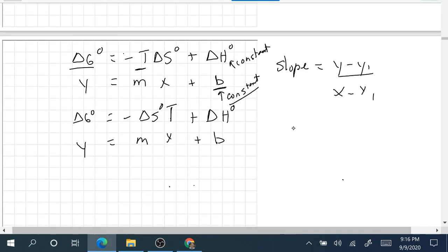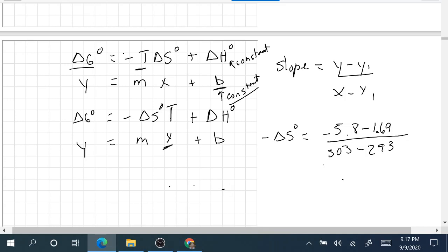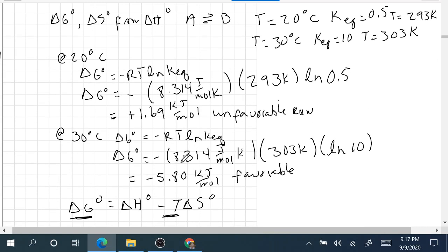Okay, so we can say that our slope, which is our negative delta S naught, okay, because it's negative there, is equal to negative 5.8 minus 1.69 divided by 303 minus 293. So those are our 2 points. Our temperature is our X, and our delta G naught is our Y. Okay, and so our temperature at the delta G of negative 5.8 is 303. Okay, and our temperature at 1.69 is 293.